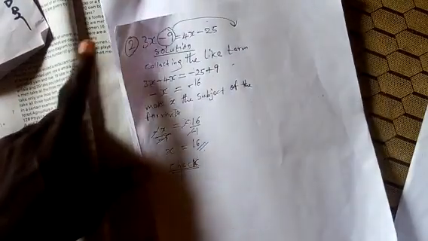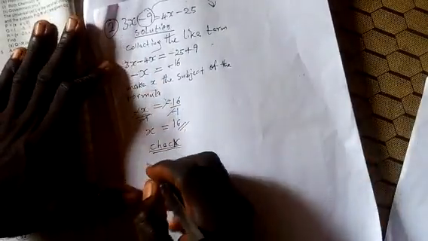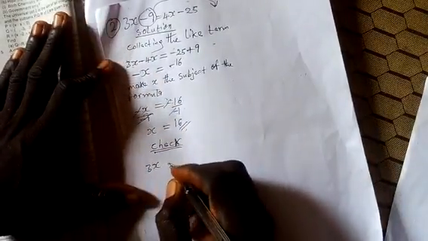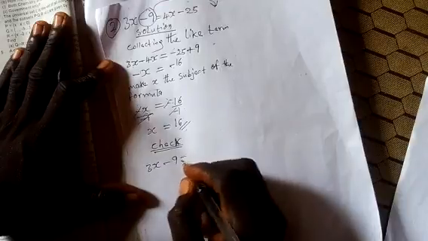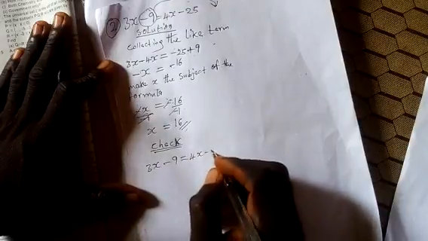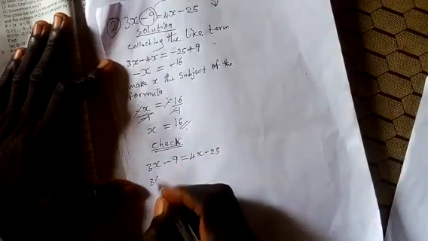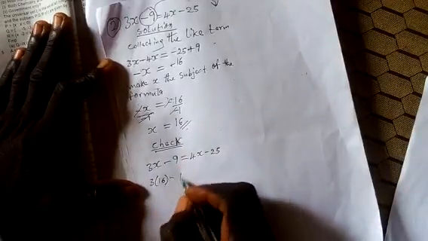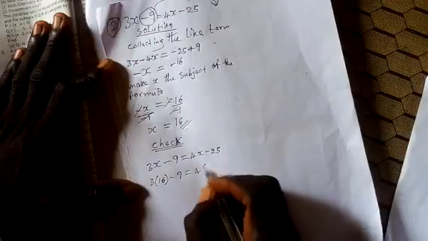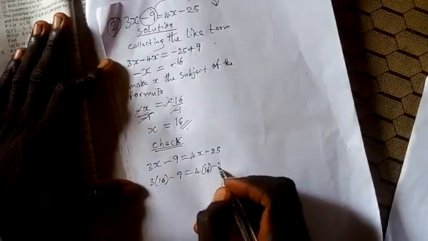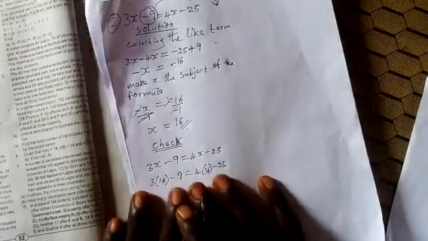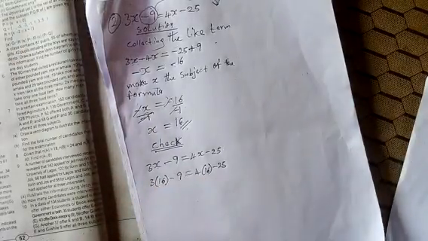Let's bring down our original equation. Our original equation is 3x minus 9 equals to 4x minus 25. So let's assume we put 16 here. 3 bracket open 16 minus 9 equals to 4 bracket open 16 minus 25. Let's see if we can get the same value at both sides of the equation.